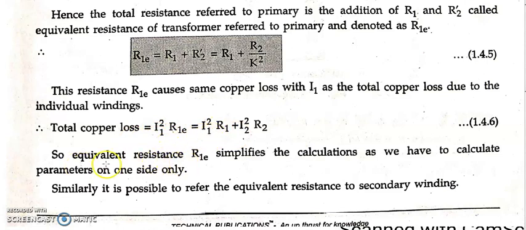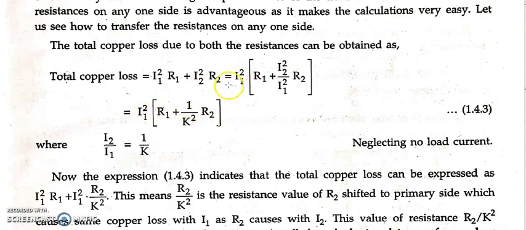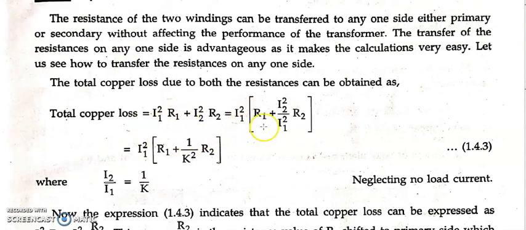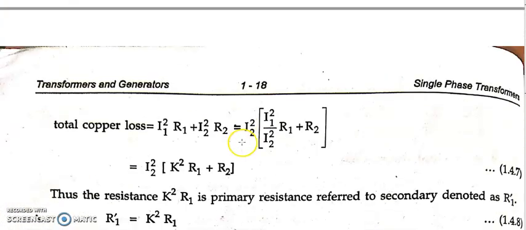So R1E is the equivalent resistance referred to the primary side only. Now similarly we can transfer the resistance present in the primary to the secondary. In this case we have transferred secondary to the primary side. Now I will transfer the resistance from primary to secondary. Let us see how to do that.